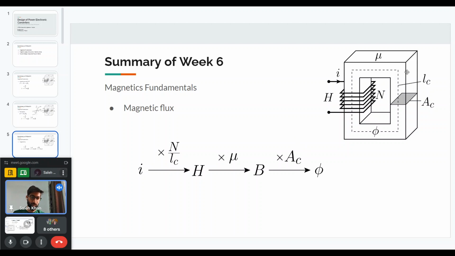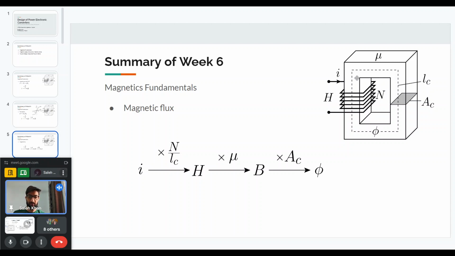So it is shown here. If this is a core, the cross-sectional area of the core is multiplied by the magnetic flux density, and if we assume that the flux density is uniform and perpendicular to this cross-sectional area, then we can find the magnetic flux inside the core. The flux will also have a direction depending on the direction of the current, and you can apply the right hand rule to find the direction of the flux.